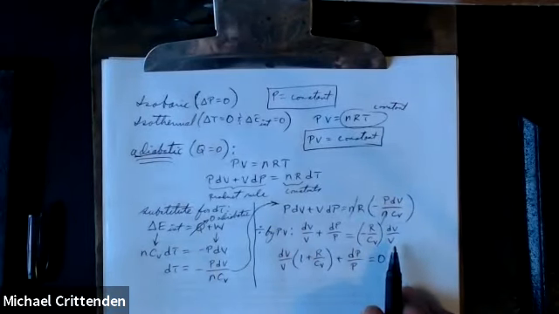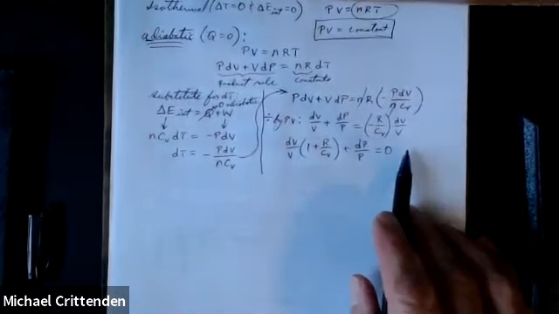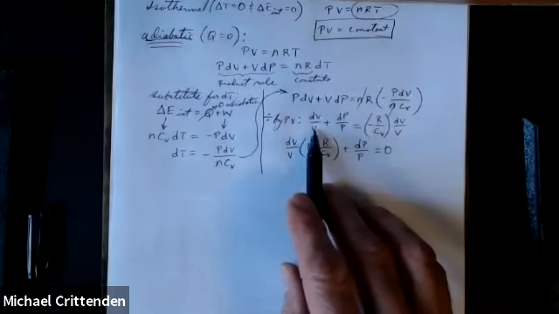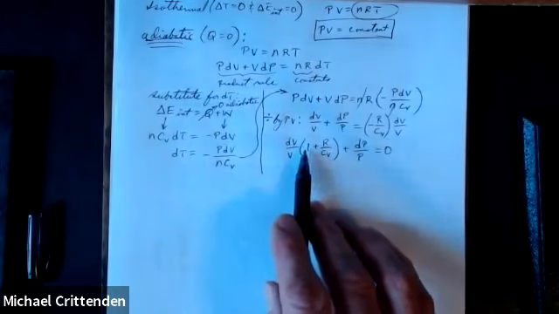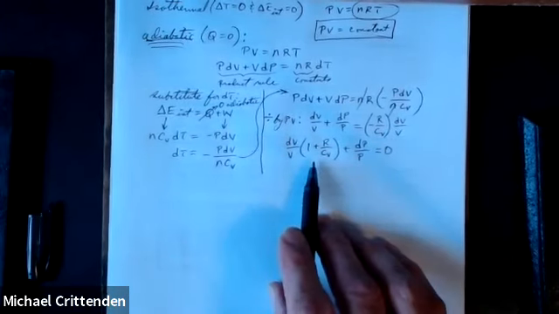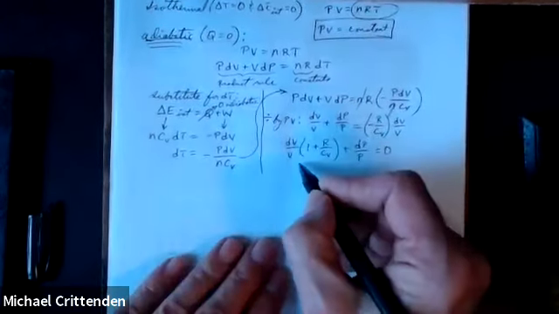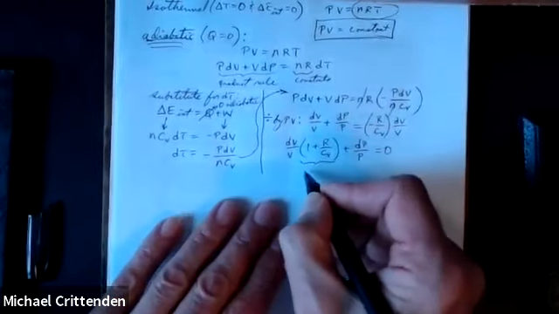Kind of did two things at once. I added this term to both sides, and then I factored out the dV over V. So dV over V times 1 is this, dV over V times that is this. Let me play with this constant here a little bit and see if I can make that a little bit nicer.